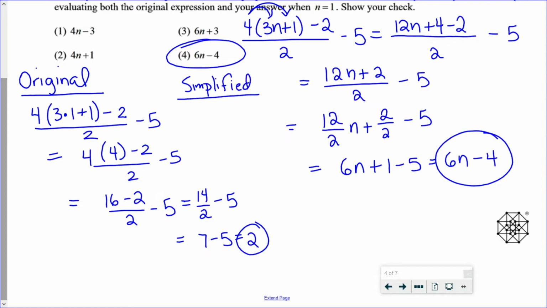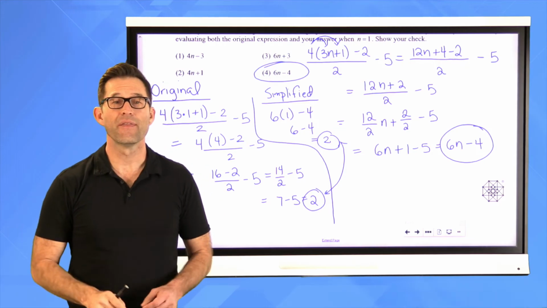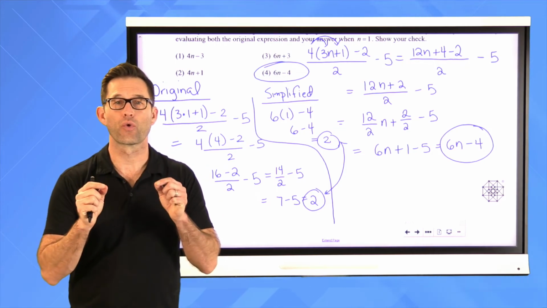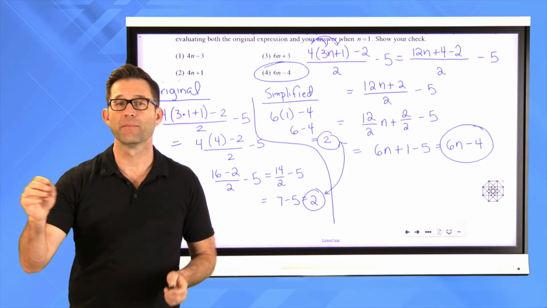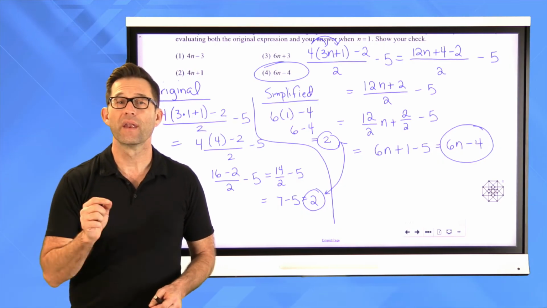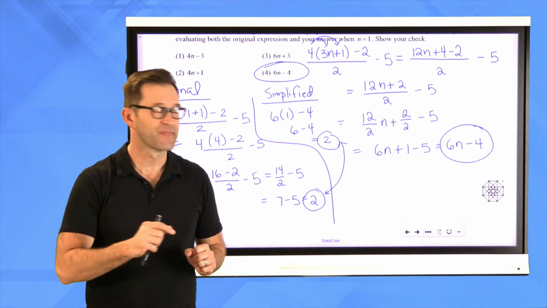My simplified version, look at how quick this is going to be. I'm going to have 6 times 1 minus 4. That's going to be 6 minus 4. And that's also going to be 2. Right? Again, evidence that we've done our manipulation correctly. If we've done the manipulation incorrectly and we grab some test value and we put it in, then in all likelihood the two values will not be the same. All right, let's keep going.